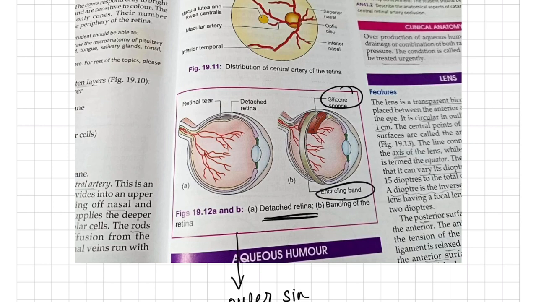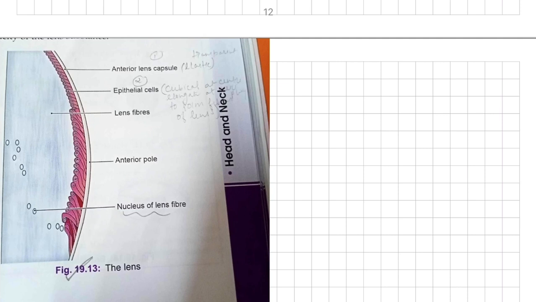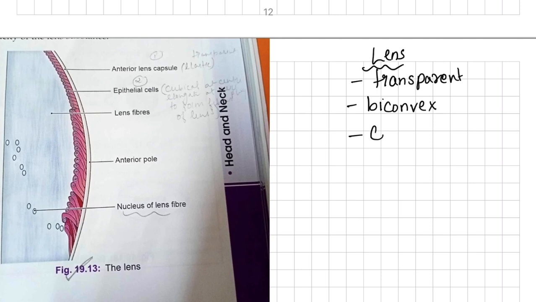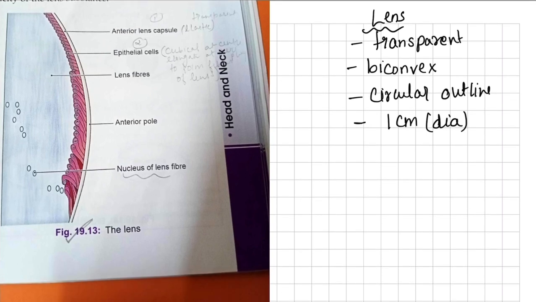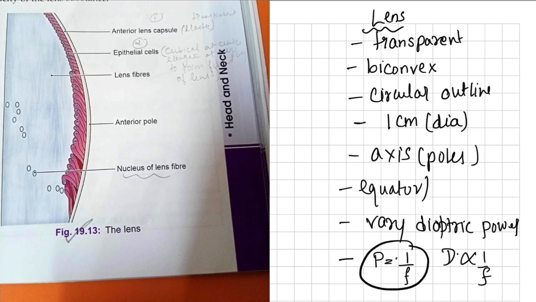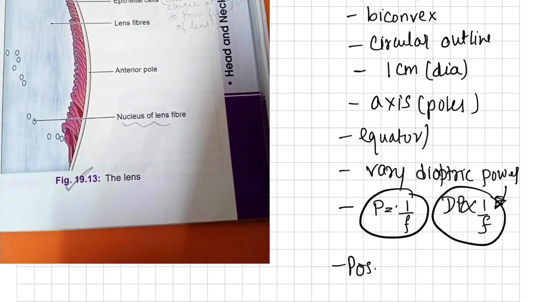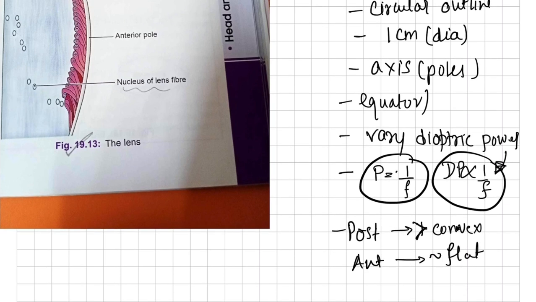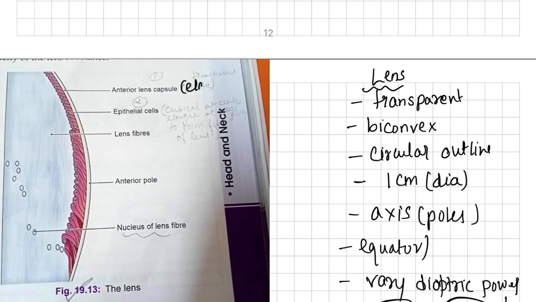See, retina, we saw it can be detached from a structure which is present, so we can prevent it by using a silicone band and a sponge. Now lens is transparent, biconvex, with a circular outline, and it is about 1 cm in diameter. The axis is said to form poles, and there is an equator present in the lens. The lens is going to vary in dioptric power. Power is 1 by focal length, that is, dioptric power is inversely related to focal length. Posteriorly, the lens is said to be more convex. Anteriorly, it's relatively flat.